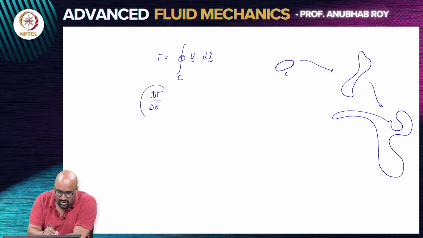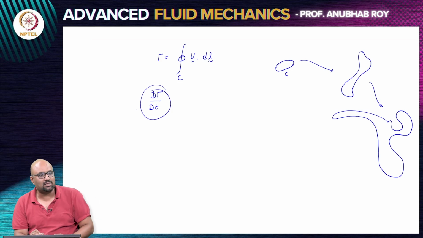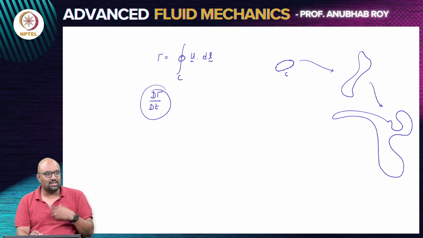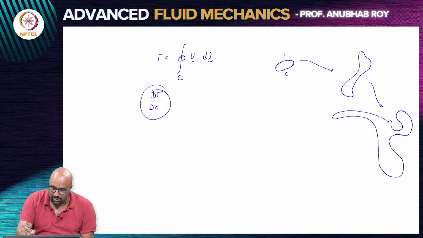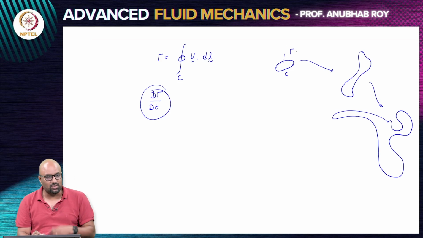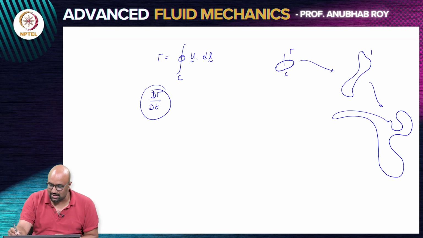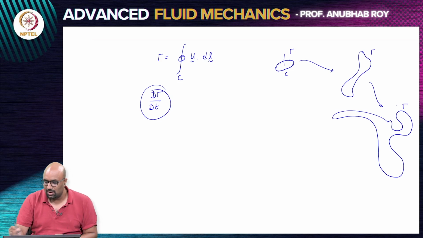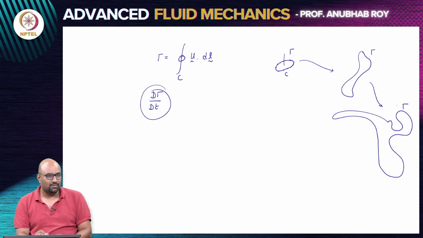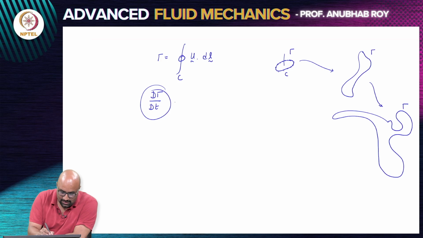My question is, how does circulation change as this circuit evolves? I measured the circulation at time t equals 0 when I mapped that circuit. What would happen if I basically keep tracking that circuit with time? The claim I am going to make now is that the circulation is going to remain conserved. So, we will see how that arises.